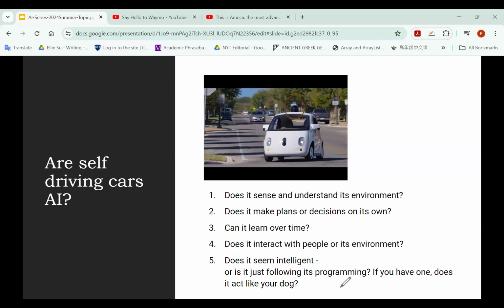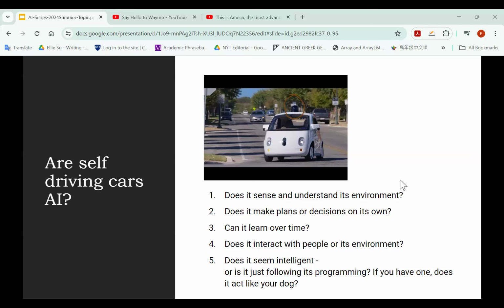And finally, for the fifth one, does it interact with people in its environment? Okay, so people are saying it does interact with the environment because it follows traffic rules and it knows when the person gets into the car.